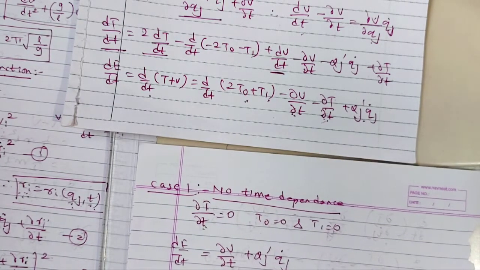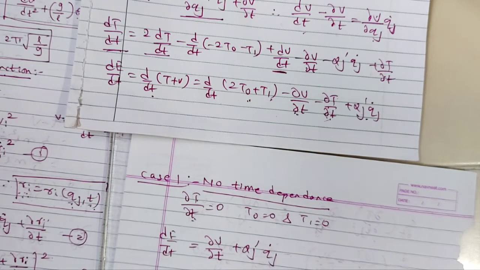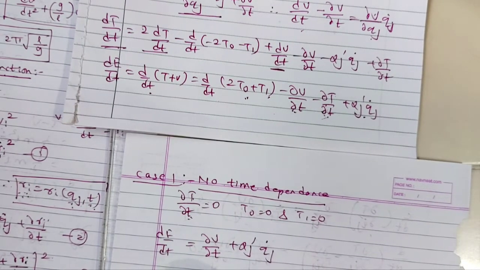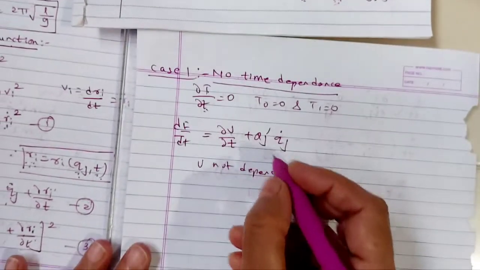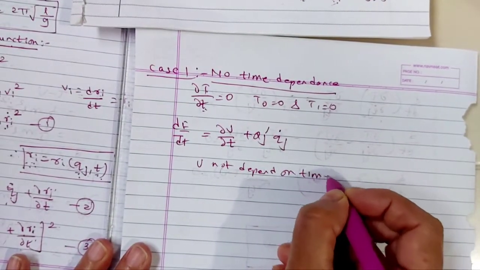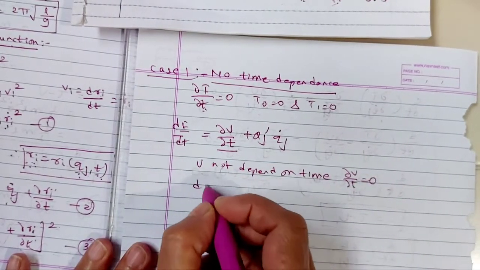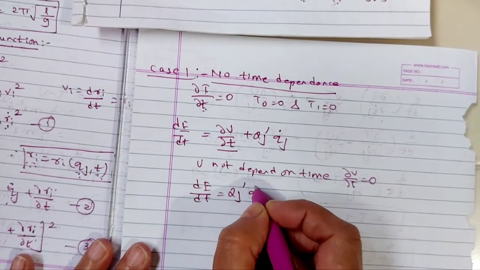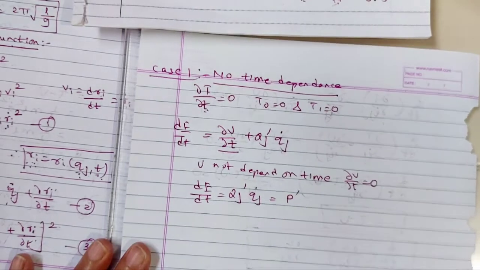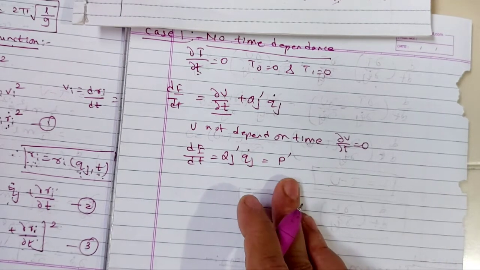If V does not depend on time, ∂V/∂t also is 0. So what should happen? ∂V/∂t also will be 0, and this term also will be 0. So we get dE/dt is nothing but Qj' qj dot, which is equal to P'. Now what is this P'? P' is the power associated with the non-potential forces.